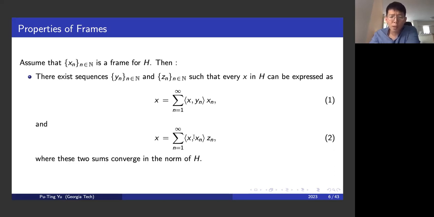Although in the definition of frame, the frame inequality is not order sensitive, here we really have to specify what order we use, because these two sums involve infinitely many terms, and they may only converge conditionally. If these two sums do not converge unconditionally, then we may lose these nice sequences y_n and z_n when we permute the order of x_n. So let's see some example.